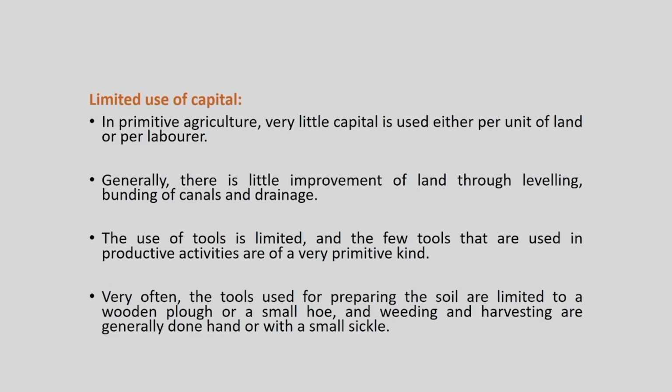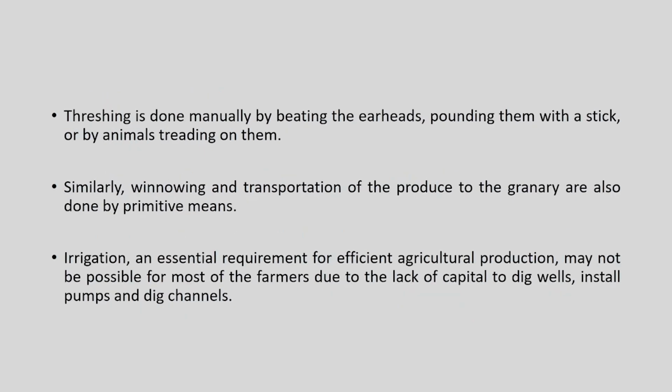The use of tools is limited, and the few tools that are used in productive activities are of a very primitive kind. Very often, the tools used for preparing the soil are limited to a wooden plough or a small hoe, and weeding and harvesting are generally done by hand or with a small sickle. Threshing is done manually by beating the ear heads, pounding them with a stick, or by animals treading on them. Similarly, winnowing and transportation of the produce to the granary are also done by primitive means.